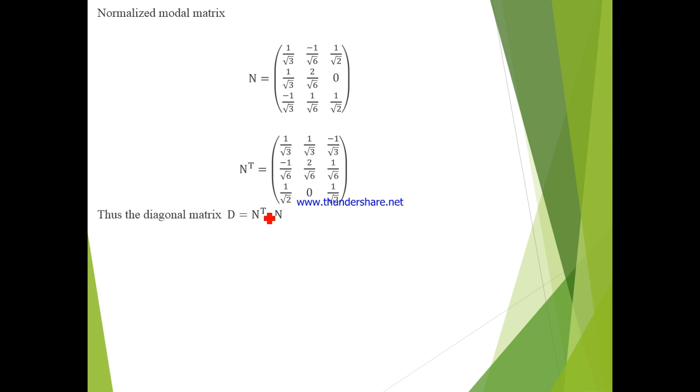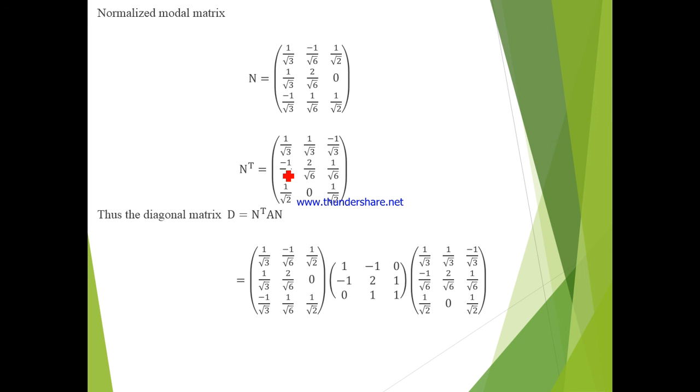Next we find the diagonal matrix. The diagonal matrix is N transpose A N, where A is the given matrix. We multiply these three matrices. After multiplying, we get 0, 0, 0, 0, 1, 0, 0, 0, 3. This is the diagonalized matrix. We get the eigenvalues in the diagonal elements. Here our lambda values are 0, 1, 3.